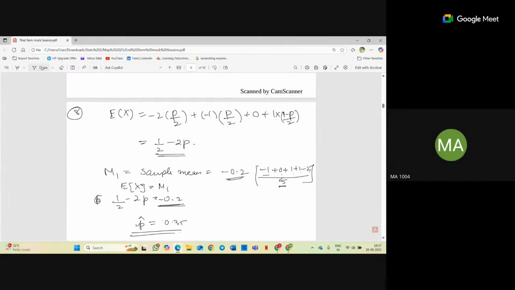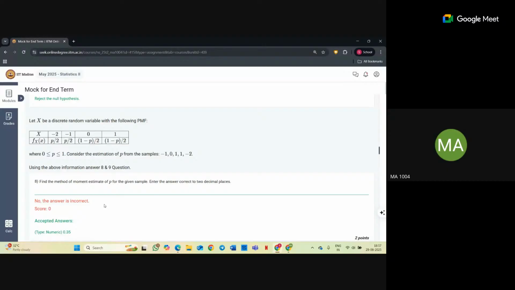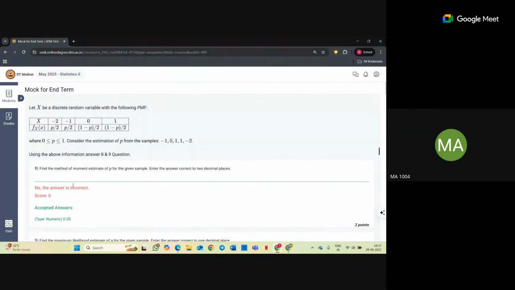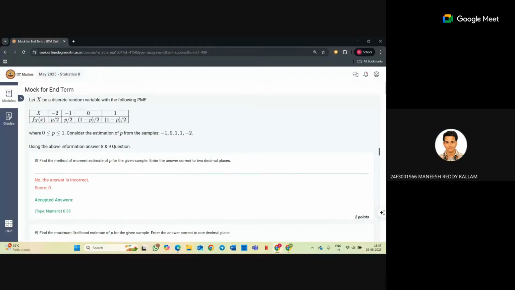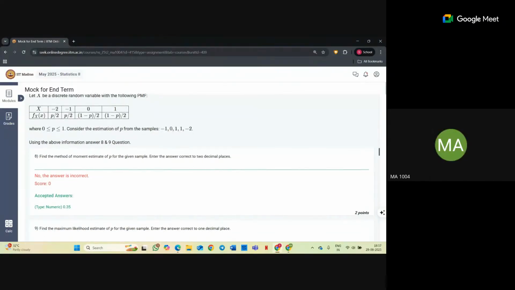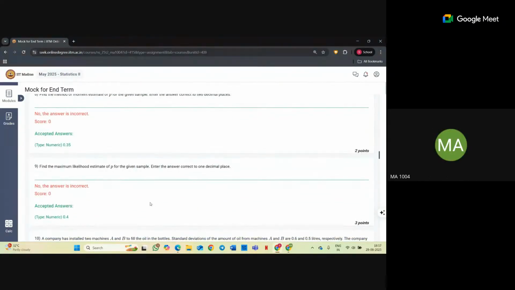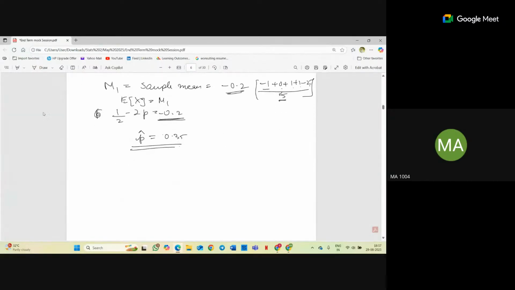Yes, ma'am. The method of moments, okay. So we have 0.35 as the answer. With the help of the method of moments, we got the value of P, which is 0.35. Is this question clear? Yes, ma'am. Okay. Clear. Now the next is we have to find it with the help of maximum likelihood.